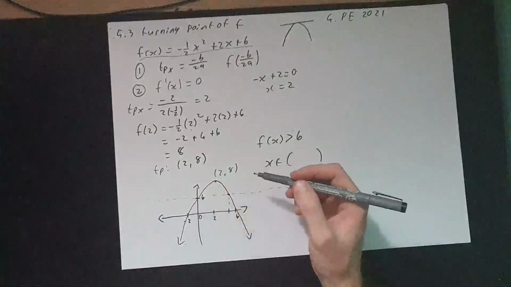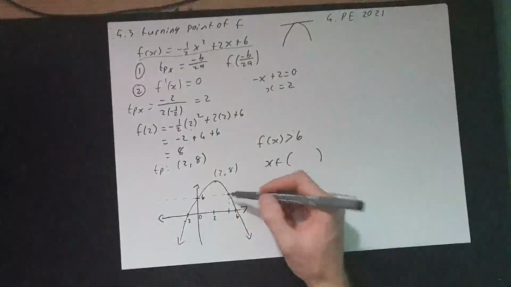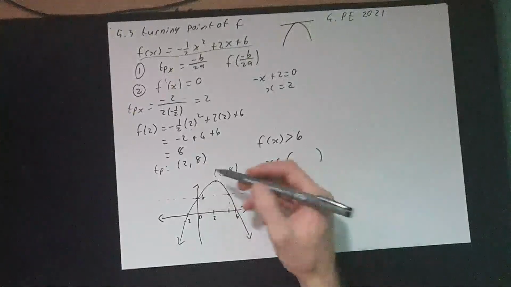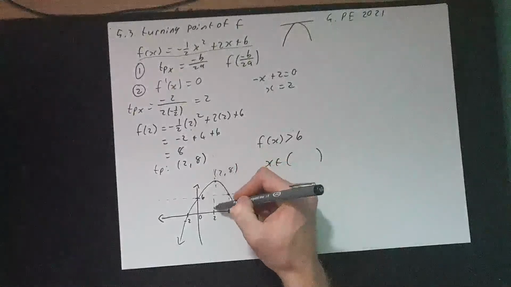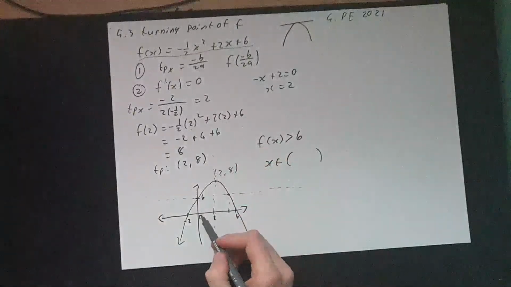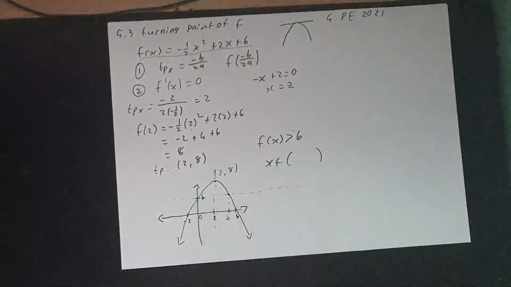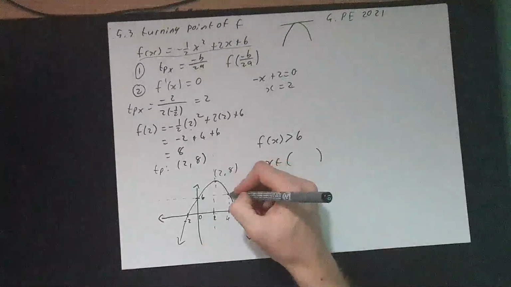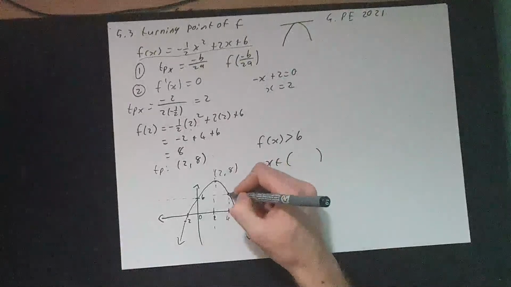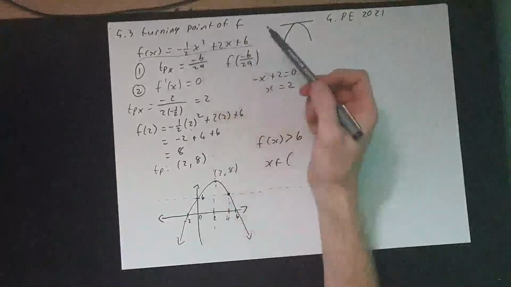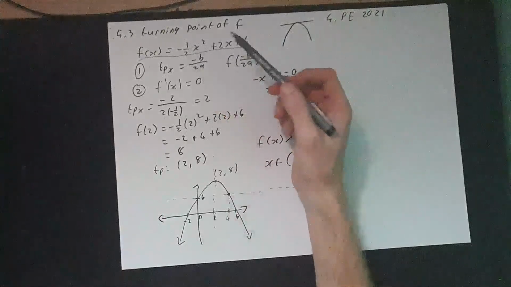So how would we do that? You would either plug it into the equation, or because this thing is symmetric, you can see 2 units this way means we're at 0, so 2 units this way means we're going to be at 4, just reading your graph over there. So that should be 4 and 6. And if you plug 4 into your equation here, you should get 6 as your output.